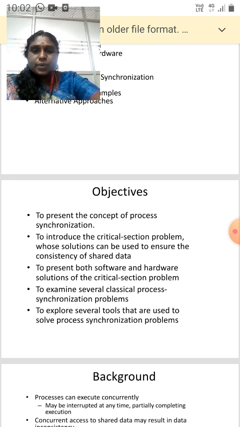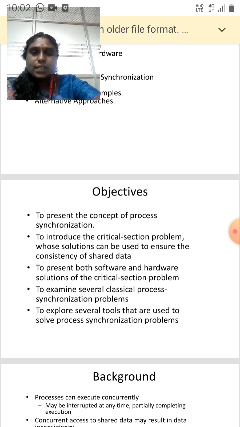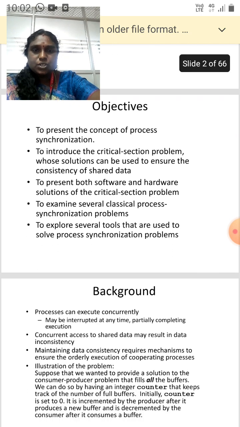So we'll be discussing all these topics, and the main objective of process synchronization is to present the concept of process synchronization, where it introduces the critical section problem, whose solutions can be used to ensure the consistency of shared data. It also presents both hardware and software solutions of the critical section problem, examines several classical process synchronization problems, and explores several tools that can be used to solve process synchronization problems too.